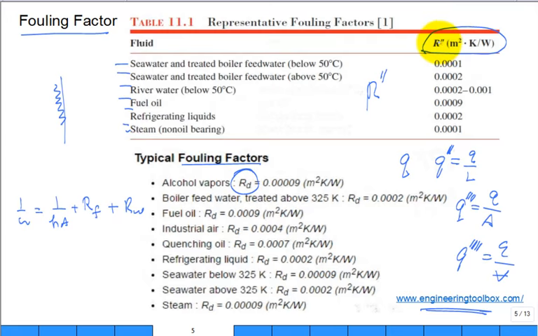It's not per unit area. This is the correct units of the fouling factor. It's the same as what you would find in a lot of other places. It's meter squared Kelvin per watt.